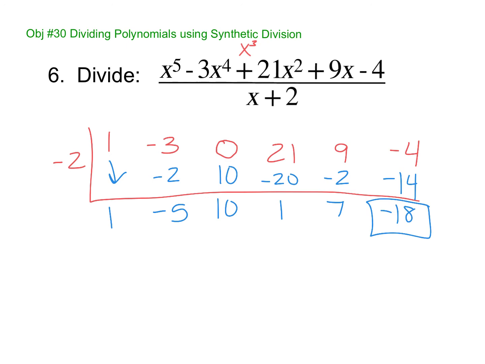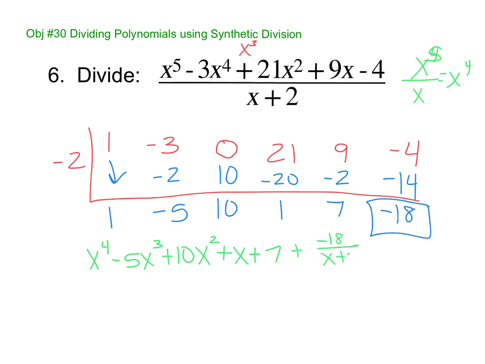All right, so our answer: we're going from x to the 5th, so x to the 5th is going to go down and becomes an x to the 4th. So 1x to the 4th minus 5x cubed plus 10x squared plus x plus 7. And then how do you do a remainder? Plus -18 over x plus 2. Or you could put minus 18 over x plus 2. It's up to you.